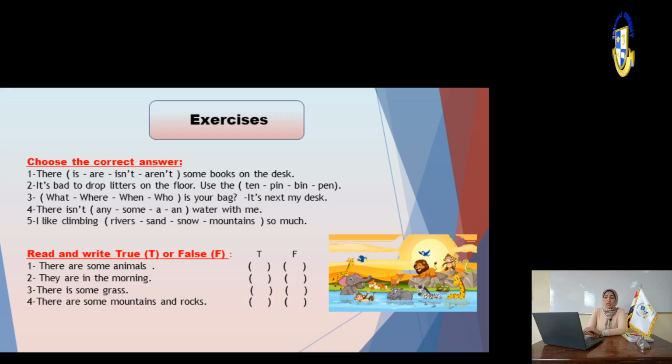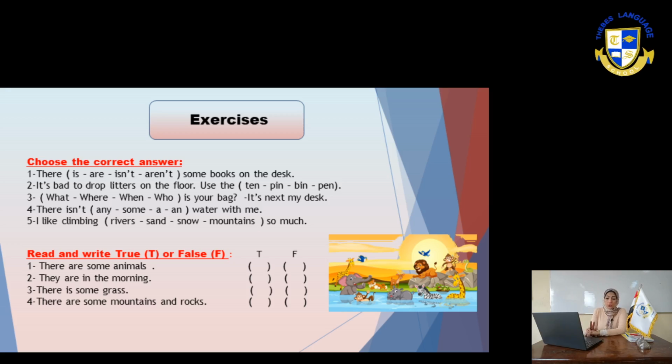For the next one is read and write true or false. So I will need you just to write an icon as a T for true or F for false. So let's check the picture and the questions. Number 1, there are some animals. Check the picture. Yes, correct, true. You have an elephant, a lion, a giraffe, a zebra, a hippo.